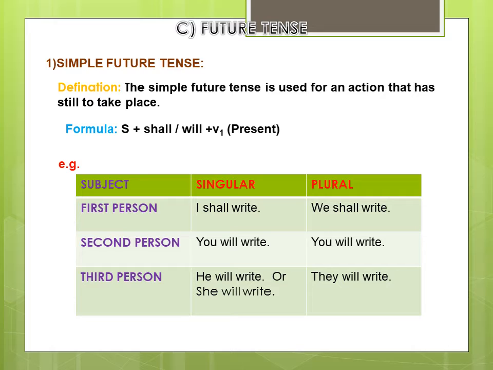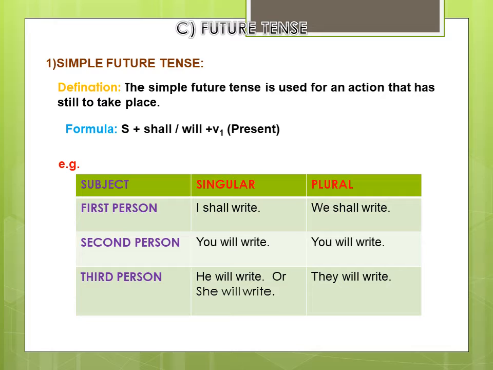See in the plural column, the first sentence, we shall write. So here we, first person, is the subject, and shall is the helping verb, write, present form of the verb. Second person, see in the singular column, you will write. You is the subject, second person, and will is the helping verb, write, present form of the verb. In the plural column, you will write. So here you means subject, second person, will is the helping verb, and write is the present form of the verb.